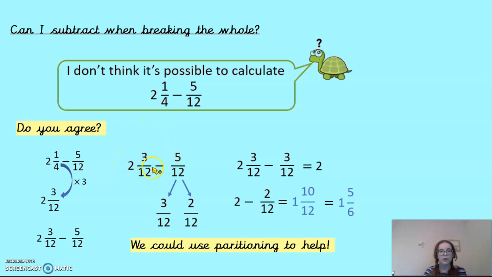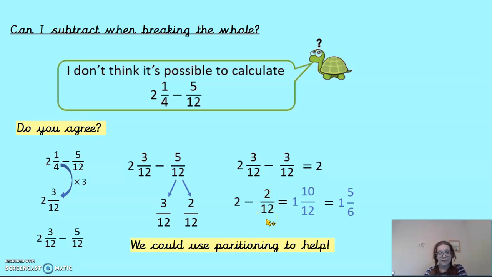Okay, so we've got our 5/12 here, and I'm going to partition them into 3/12 and then 2/12. Why do you think I've done it into 3/12? Well, because my fraction here is 3/12. So my first step is I'm going to take away 3/12 here. I'm going to do 2 and 3/12 take away 3/12 equals 2. That's our 2 wholes. Then we're going to do 2 take away 2/12.